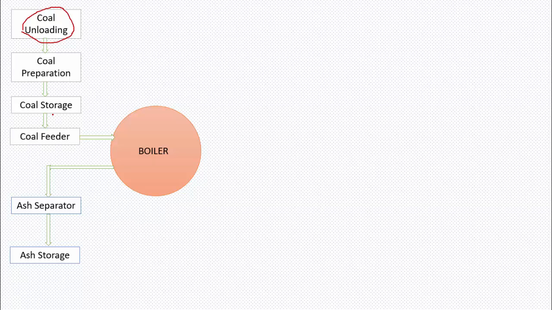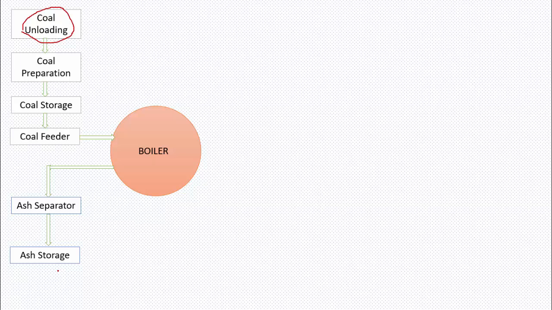Then the separated ash has to be stored in a separate place. It must not harm the environment, so it should be stored in a separate place, that is the ash storage unit. Now the coal is unloaded, prepared, stored and fed into the boiler, that is burnt and converted into ash. The ash separator separates the ash and a separate ash storage will store the ash, right?